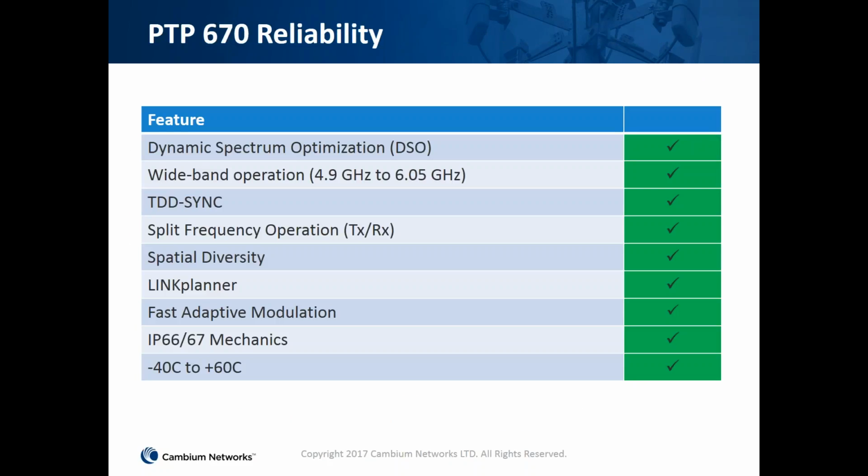The PTP 670 is highly reliable because it has an IP66-67 metal housing. The temperature it supports is minus 40 degrees to plus 60 degrees. It has spatial diversity built into it. It also has split frequency operations where you can use one frequency for TX and the other for RX. It has TDD sync, and it operates in a wideband operation of 4.9 to 6.05, and it has DSO built into it.